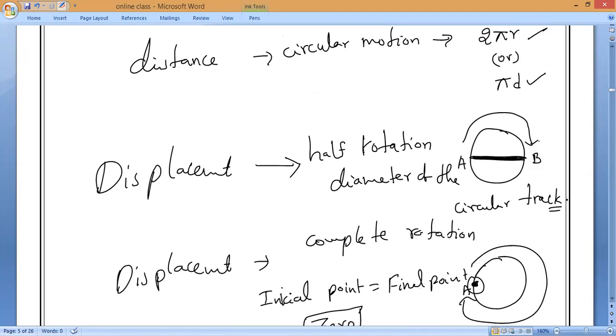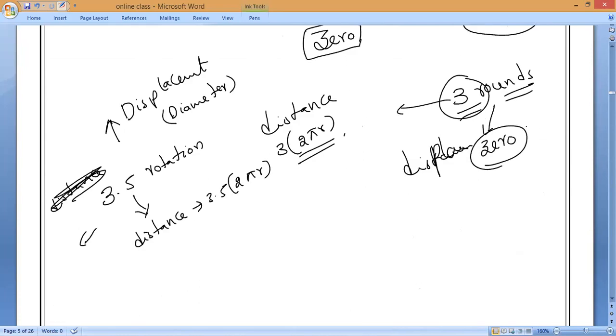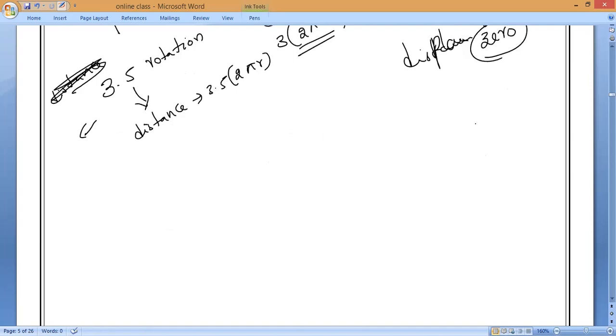In some cases we have to use the Pythagoras theorem, no sir? That is a different case. That is a path based upon a triangular path, where we have to use the Pythagoras theorem. Here, no use.